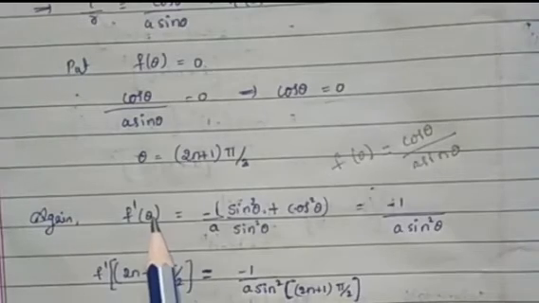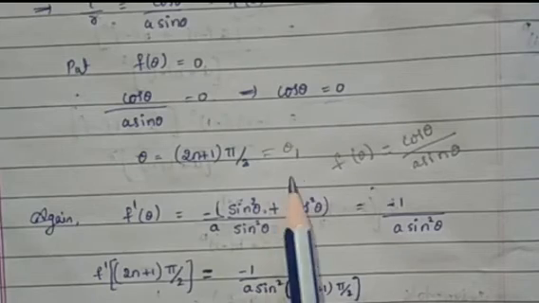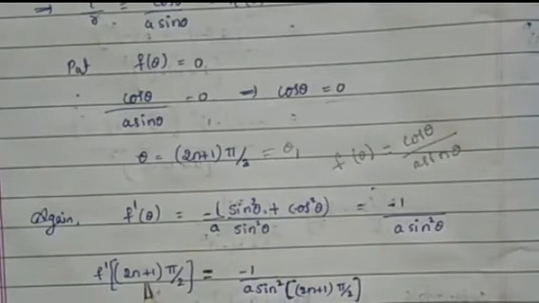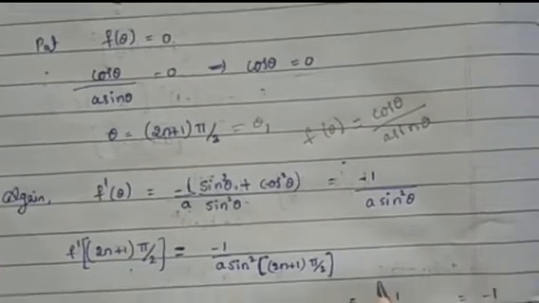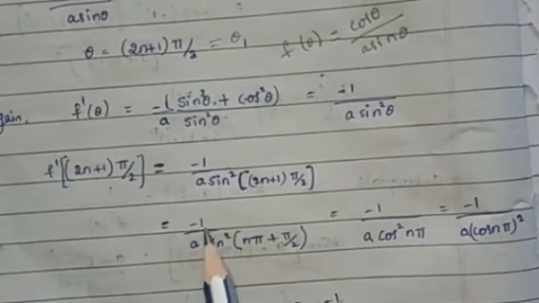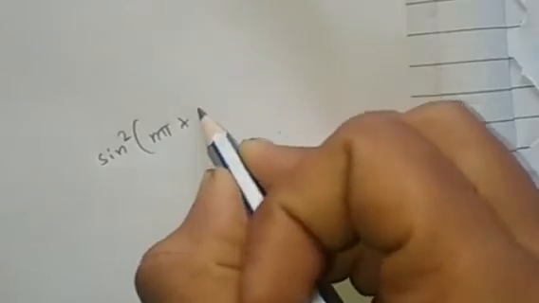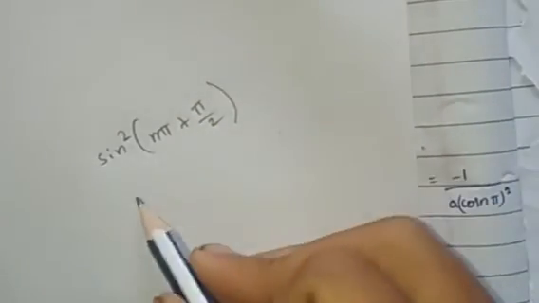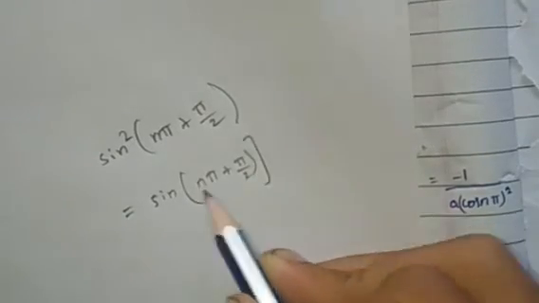Next, you put theta equal to theta 1 value, which we consider as theta 1. You put theta equal to theta 1 value, you get f dash of (2n plus 1) pi by 2 which is equal to minus 1 by a sin square theta at (2n plus 1) pi by 2. Okay, which is equal to minus 1 by a sin square. If you simplify this, you get n pi plus pi by 2. Sin square(n pi plus pi by 2). This can be written as sin of (n pi plus pi by 2), that whole to the power square.